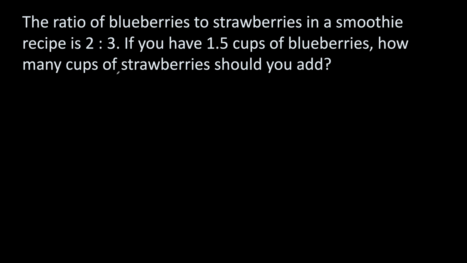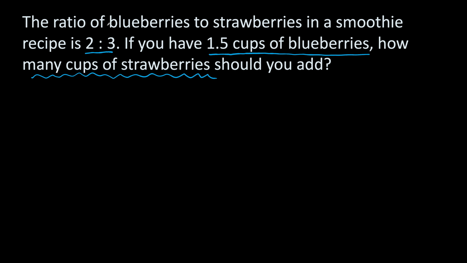Learn to solve proportion problems with this quick example. The ratio of blueberries to strawberries in a smoothie recipe is 2:3. If you have 1.5 cups of blueberries, how many cups of strawberries should you add?